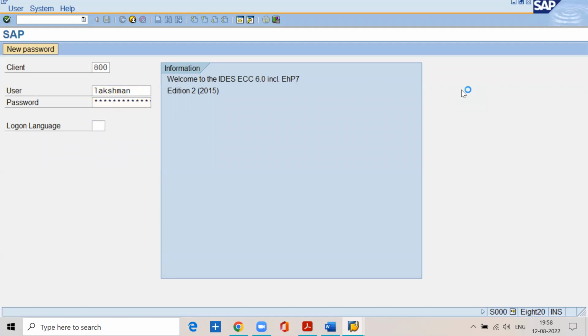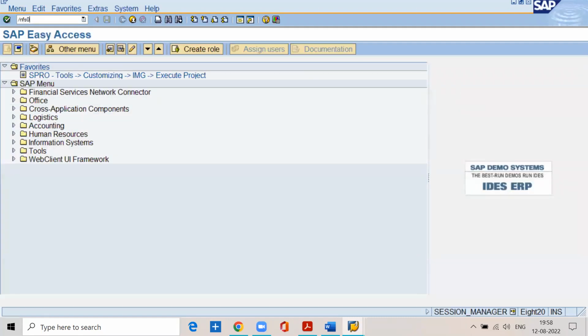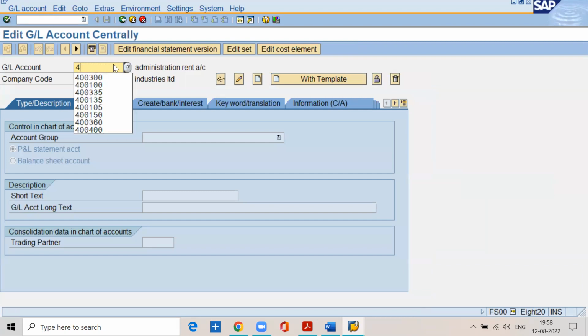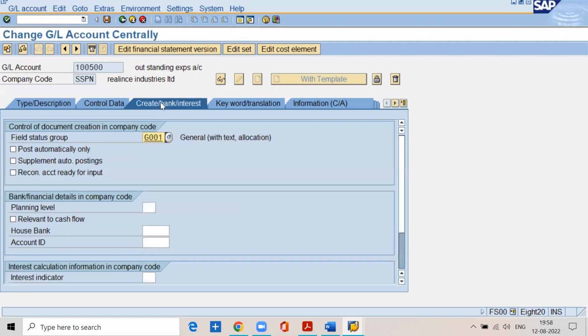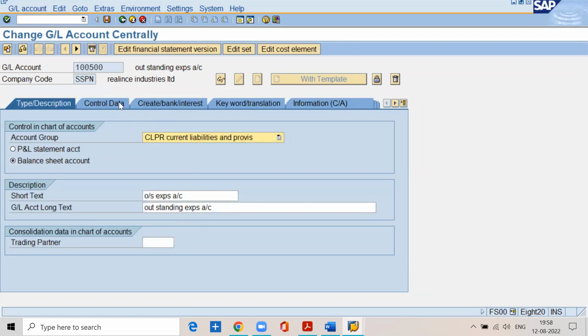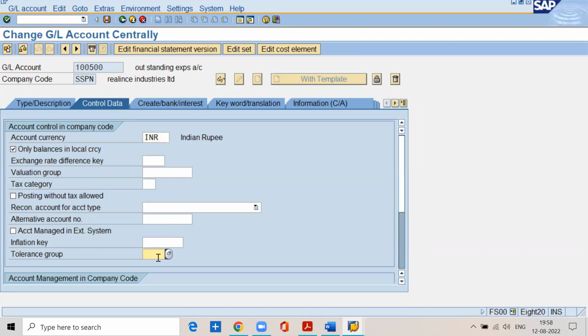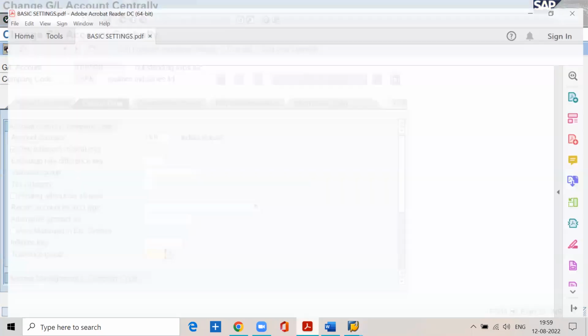Let us go to another company code. Company code 1,500,000 GL account. See, the outstanding expense account. So here you have the tolerance group, and you assign the tolerance group here. Then the system will compare the balance in this GL account with the upper limit of the tolerance group assigned here. If the difference is more, that will be transferred to the balance sheet. If the difference is less than or equal to the tolerance group limit, that will be transferred to the P&L account.